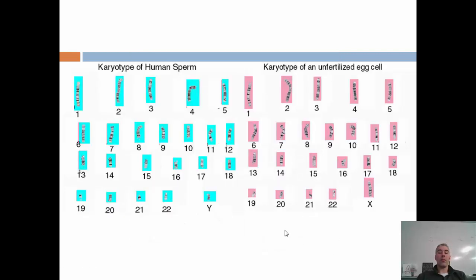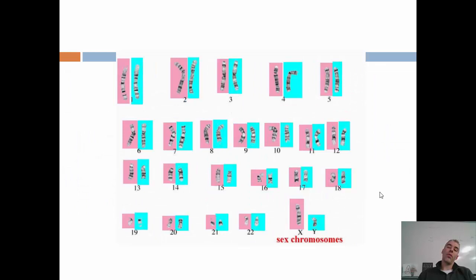Here's showing you the karyotype of a human sperm. Okay, 1 of each type. The dad in this case is giving a Y. And then in an egg, 1 of each type, the female is giving an X because that's the only thing she can give. And then when they fuse together, they form a full karyotype that is diploid. And in this case, we made a boy.